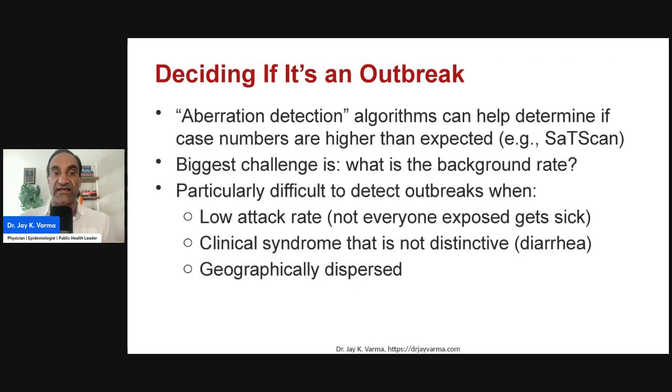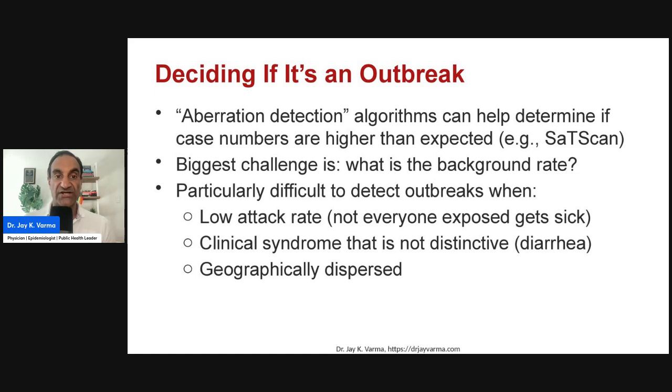So how do we decide if it's actually an outbreak? Well, there's something known as aberration detection algorithms that can help determine if the case numbers are higher than expected. I use, for example, in here something called SaTScan. You can easily look for this on PubMed or Google it. And it's a statistical methodology to try to estimate whether the number of cases has increased in a specific area during a specific period of time. Statistical approach to counting and measuring cases.